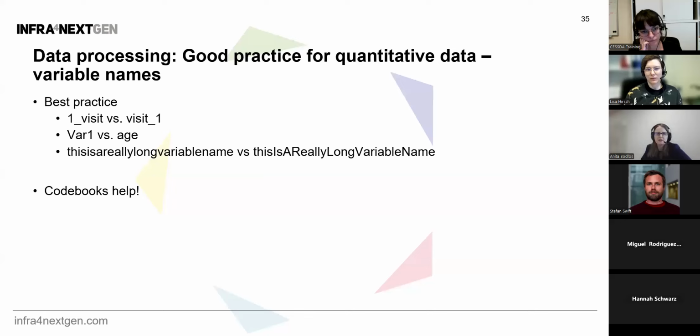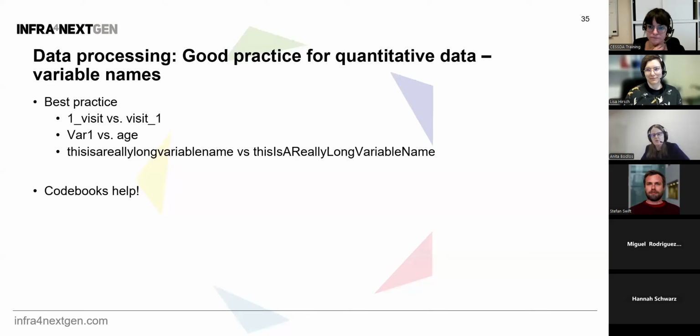And then it's easier to handle long variable names if the individual words are separated from one another. In this example, it's camel case. Another way to distinguish these individual words of a long variable name could be separating the words with underscores, like in the first example here. Code books help here a lot and are essential.